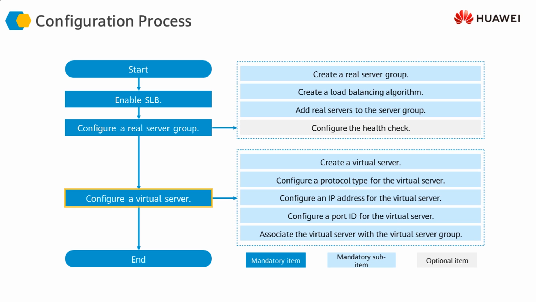Then we configure a virtual server. We create a virtual server, we configure a protocol type for the virtual server, and then we configure an IP address for the virtual server or the port ID, and finally we associate the virtual server with a real server group. There's a typo here, this is the real server group. And once we've done that, then our firewall is ready for doing load balancing across the physical servers.